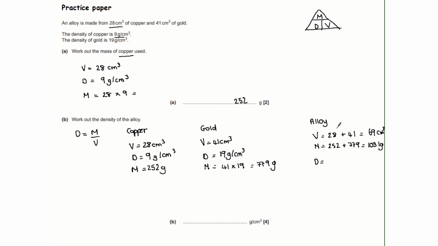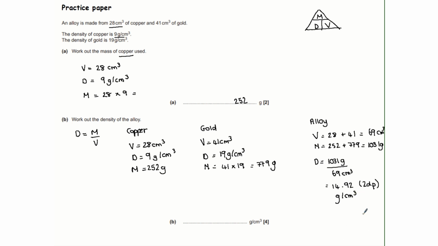So we said that density is mass divided by volume. So it's 1031 grams divided by 69 centimetres cubed, and that gives me an answer of 14.94 if I round it to 2 decimal places. It doesn't tell me what I need to round it to. You can write down the whole number, it's not a problem at all. Remember, density with respect to the units is grams per centimetre cubed.